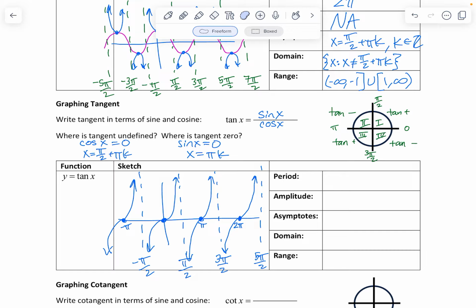And we can think, well, how long did it take it to do everything it's going to do? Notice it's a repeating pattern between every set of asymptotes. And so from negative pi over 2 to pi over 2, we have one whole period.